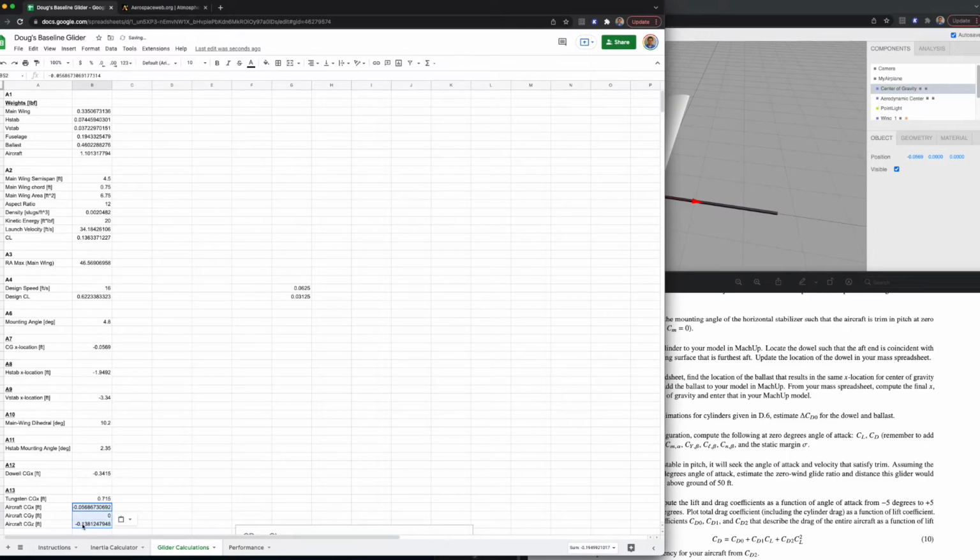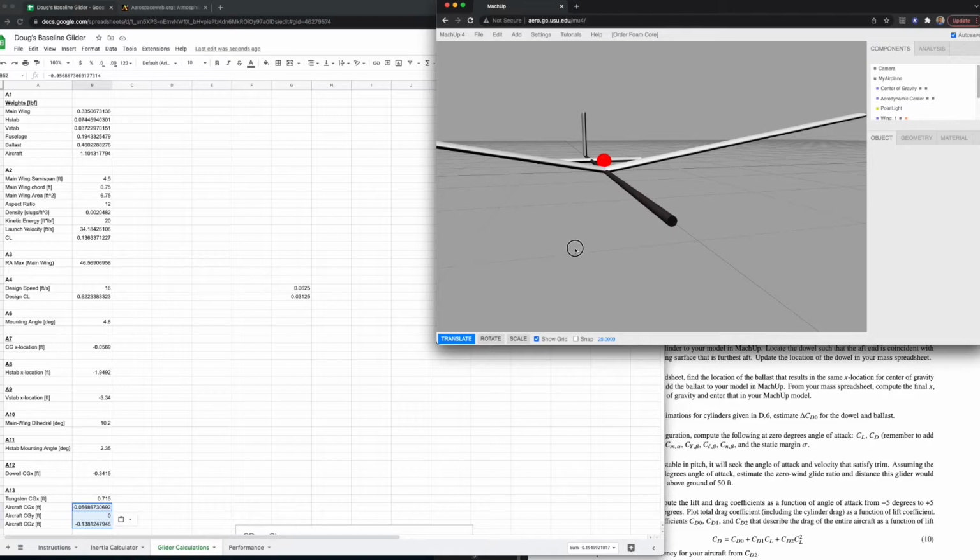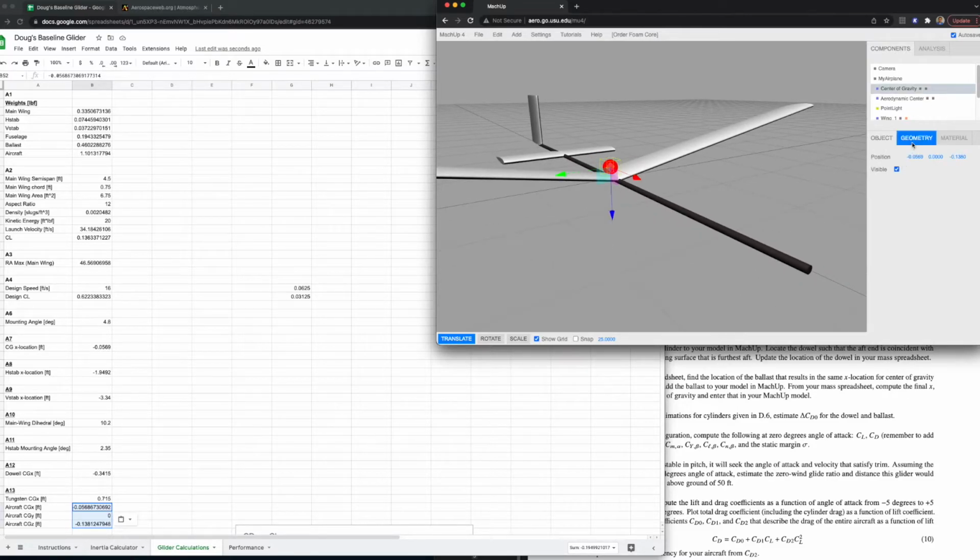So this is my final center of gravity location for this glider. And I want to update that over here so that this center of gravity is correctly represented in mockup. So let's see, it's at minus 0.0569. That's close enough there. For Y, I have 0. And then for Z, I have minus 0.138. Okay, so my center of gravity sits up just a little bit. And I'm actually going to make that just a little bit smaller. I'm going to bring the radius down of that.